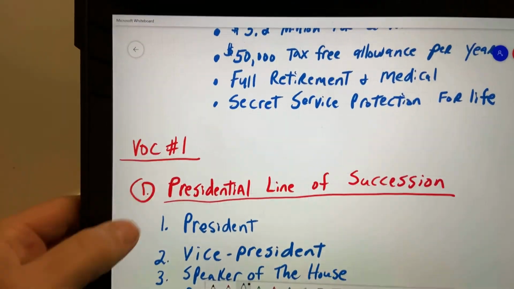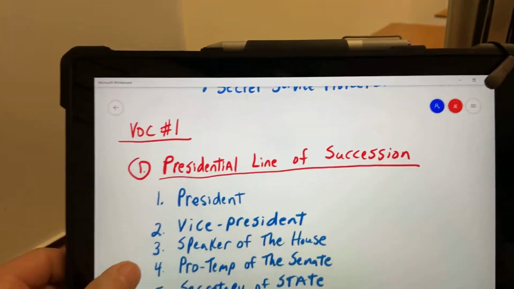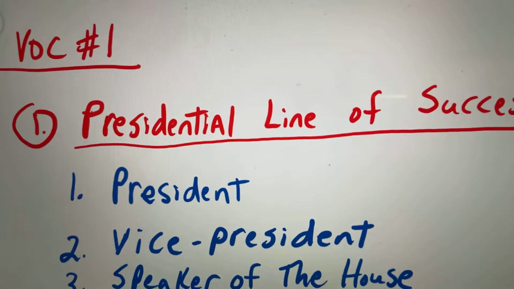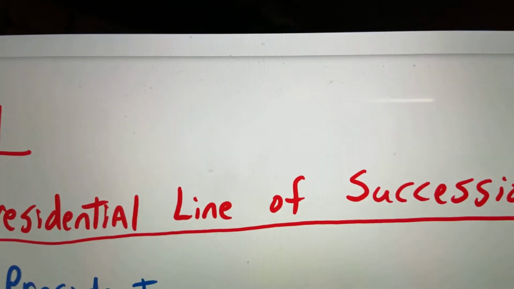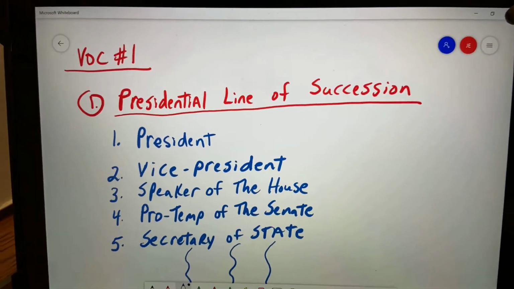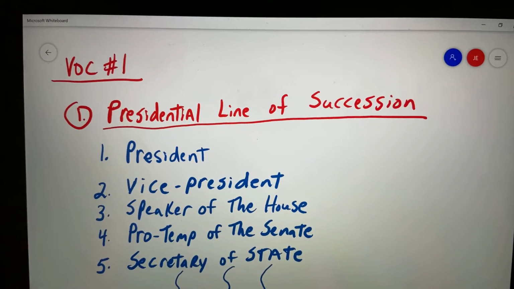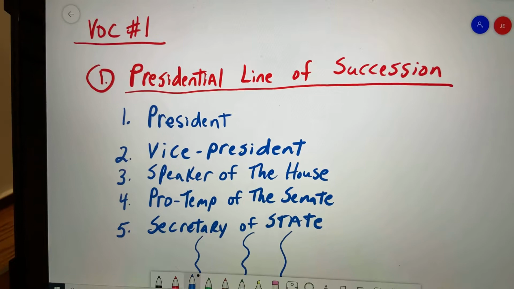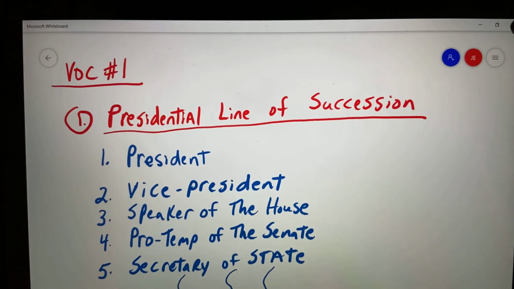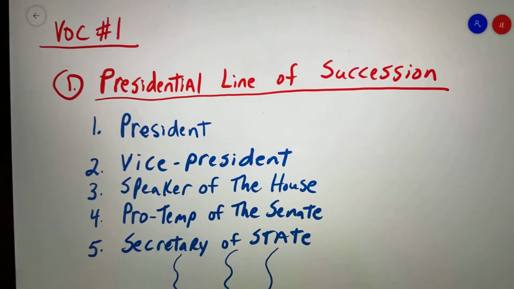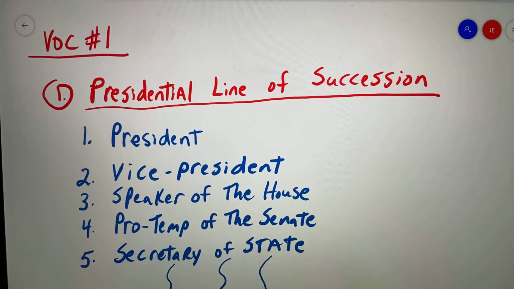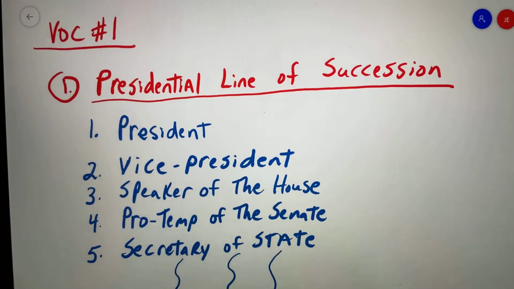Now, I'm not going to make you remember all 19 of those positions. You're not going to have to remember all 19 of those ducks in a row. But for the presidential line of succession on our test, we're going to put in the first 5. The president is at the top. If he's incapacitated or unable to serve, it's the vice president. Then it goes to the Speaker of the House, which at this point would be Nancy Pelosi.